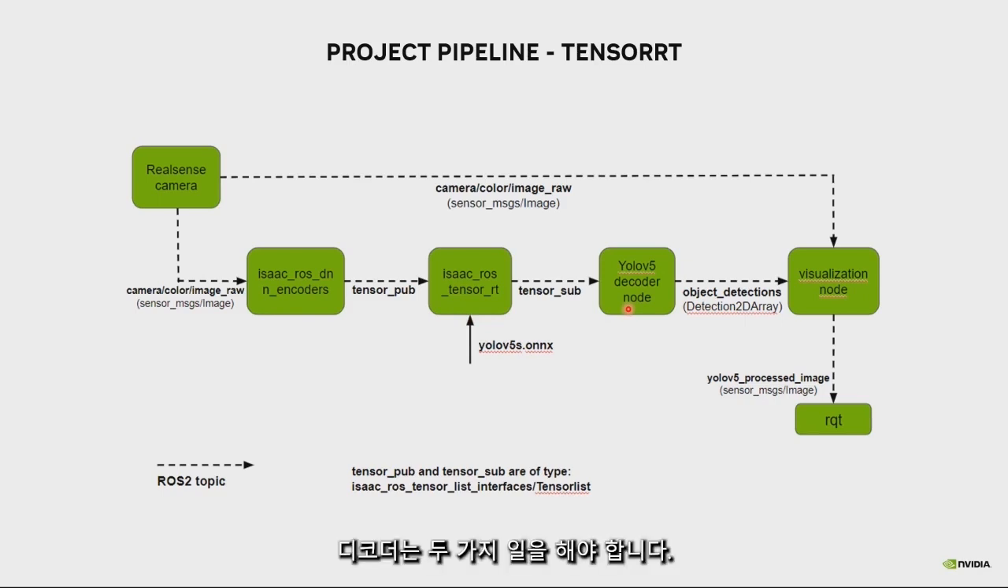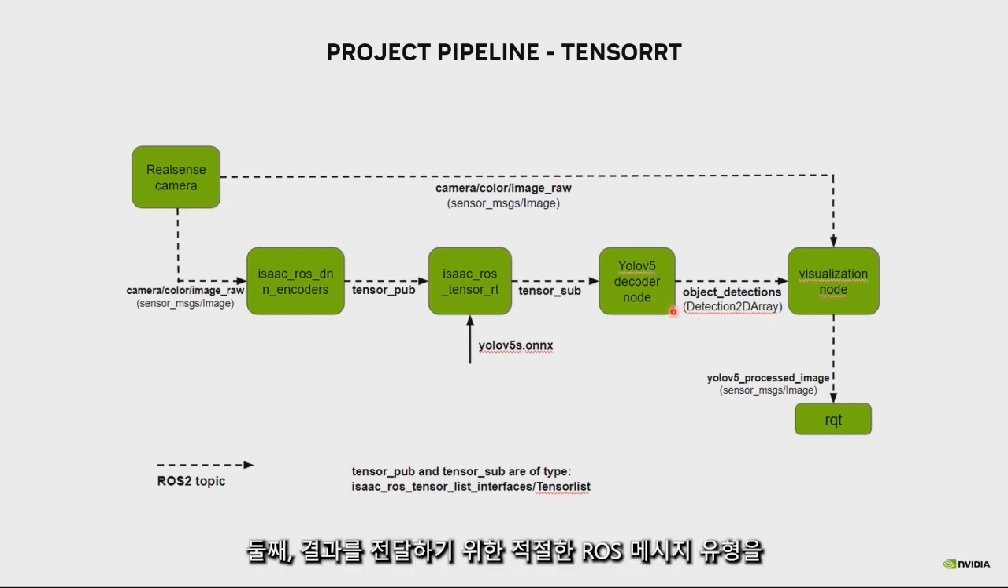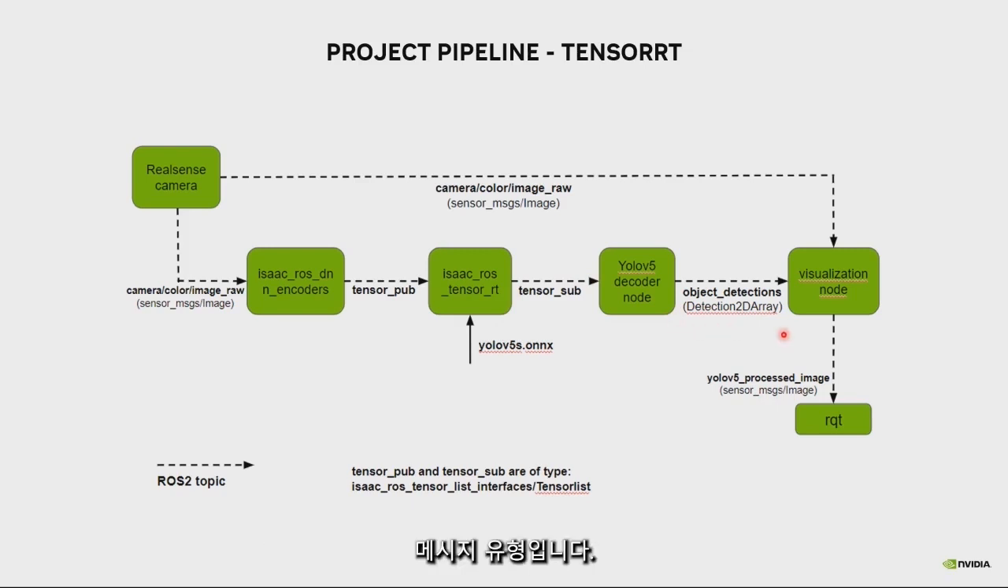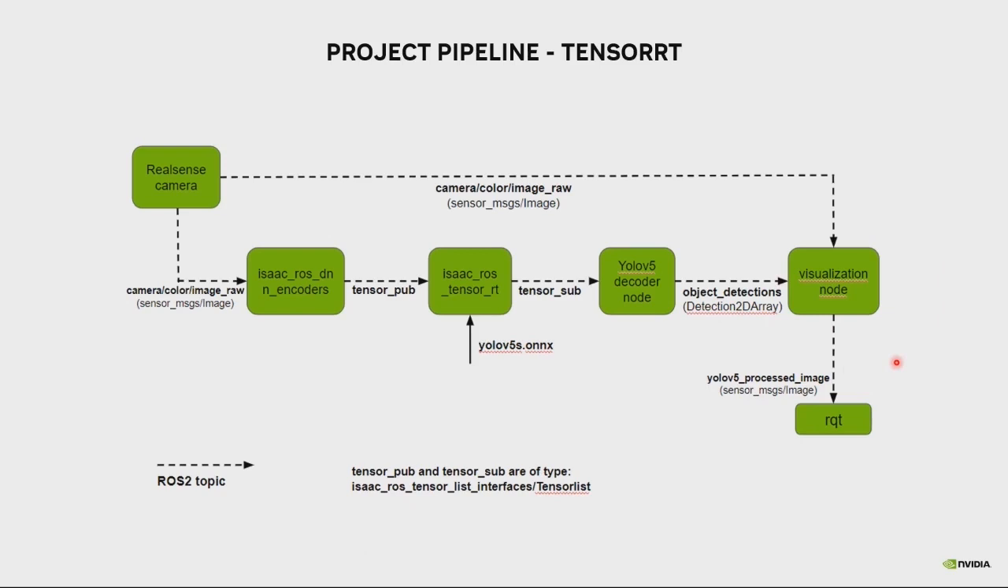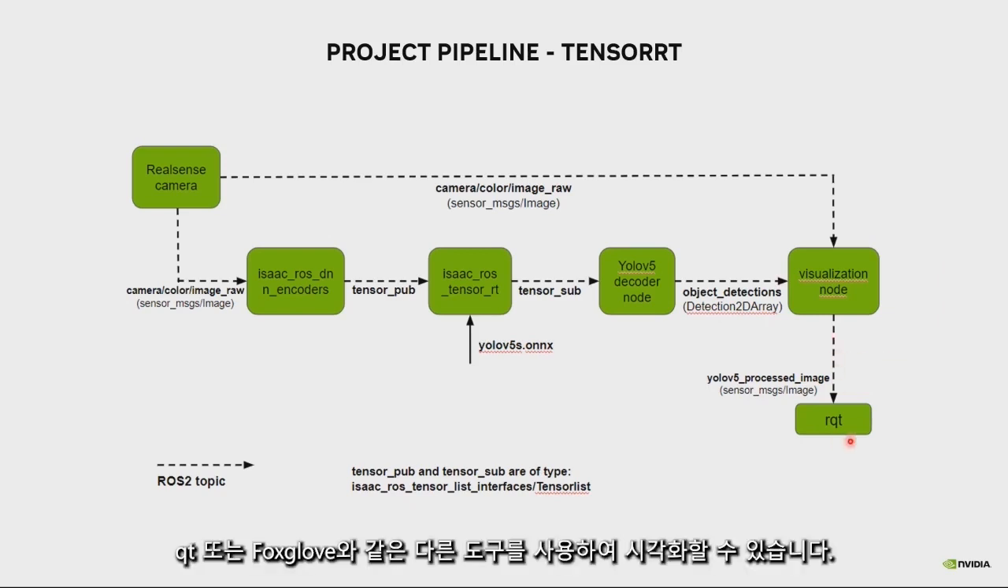The decoder has to do two things. First, it has to parse inference results in the right format from this tensor list message. And second, it has to create an appropriate ROS message type for communicating results. For instance, detection 2D array is the right message type for object detection. Finally, we have a simple visualization node to view bounding boxes on the input image. And you can use RQT or other tools like Foxglove to visualize these results.